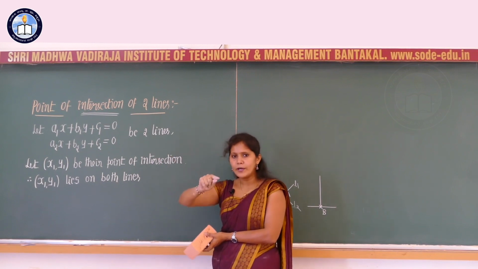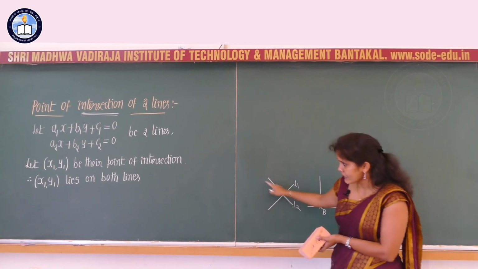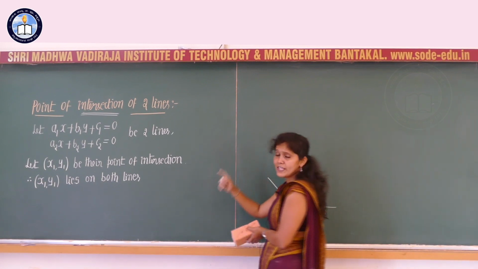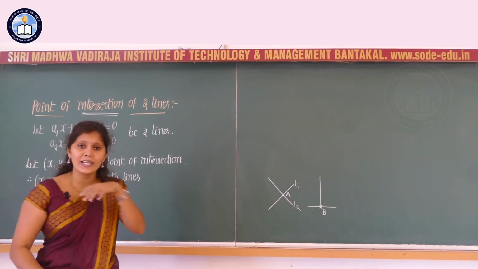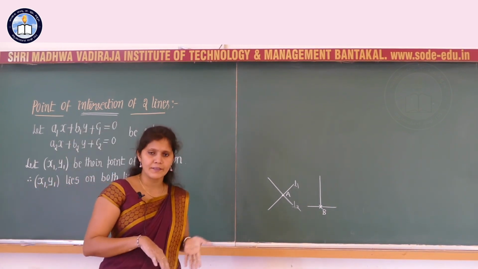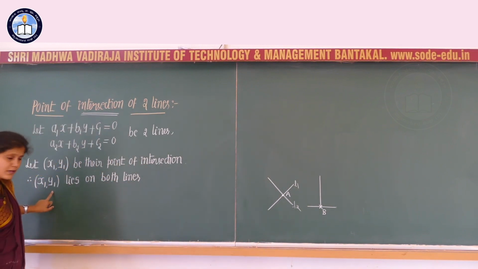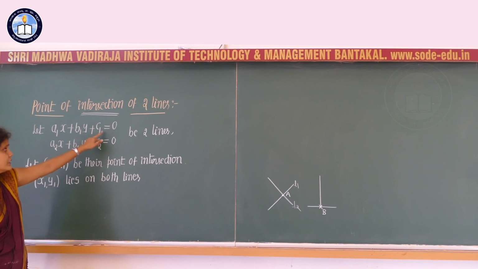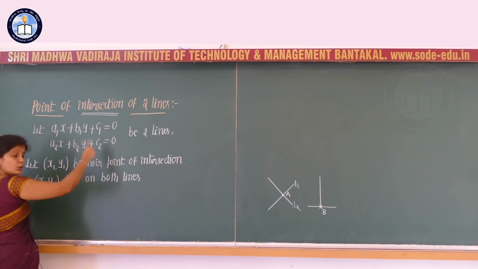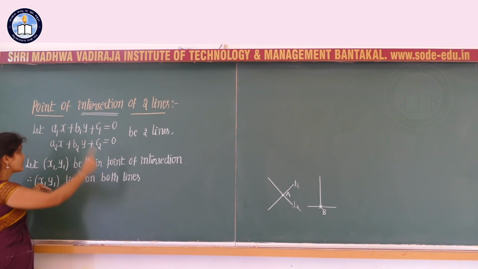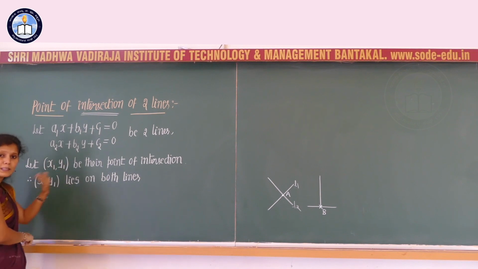And we are assuming that the two lines intersect at that point. Then if x1, y1 is the point of intersection of the two lines L1 and L2, that is the given two lines, then I can say that the ordered pair x1, y1 lies on these two lines. That means this point satisfies these two equations. That means you can replace x by x1, and in the place of y you can replace y1.